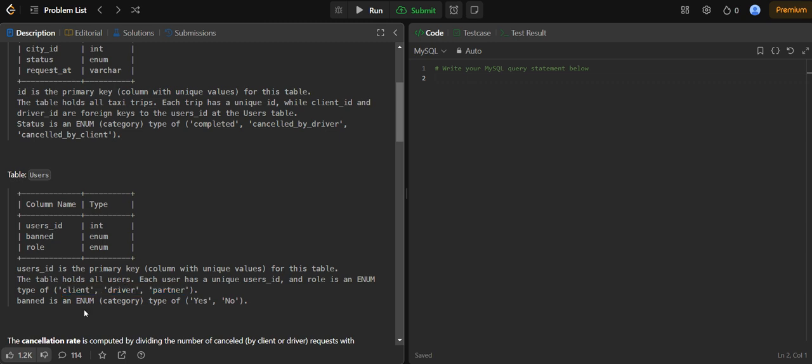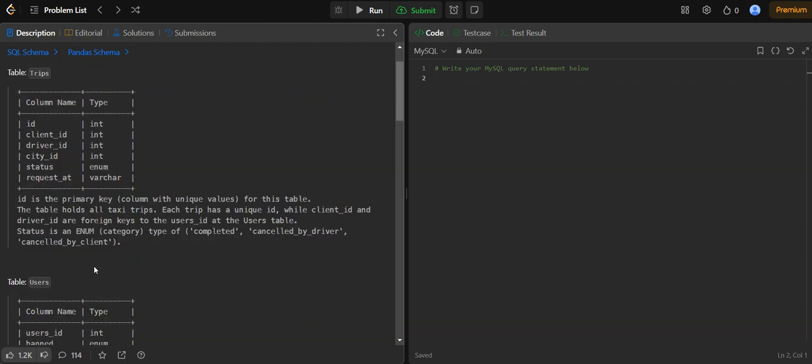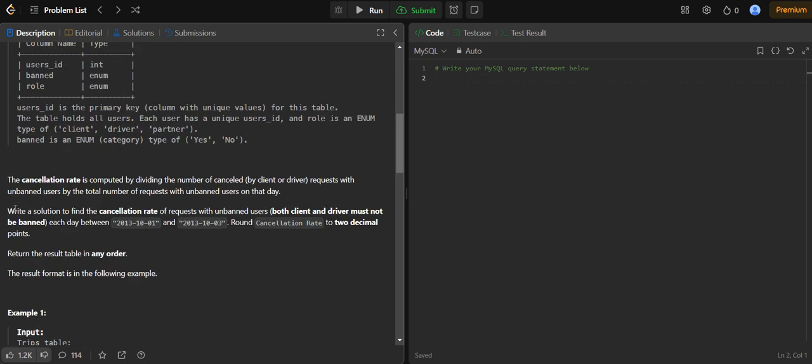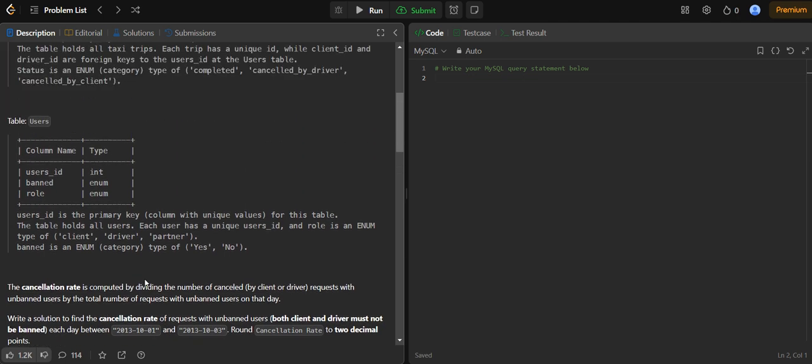Now we have to solve this question. Write a solution to find the cancellation rate of requests with unbanned users. Both client and driver must not be banned, each day between this and this, rounding the cancellation rate to 2 decimal points. So we have to find the cancellation rate for unbanned users. The client and the driver must not be banned. Both must not be banned.